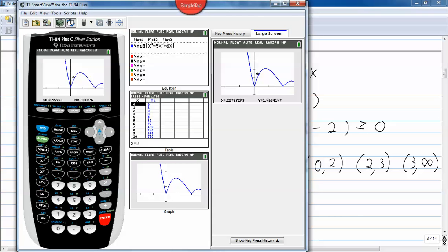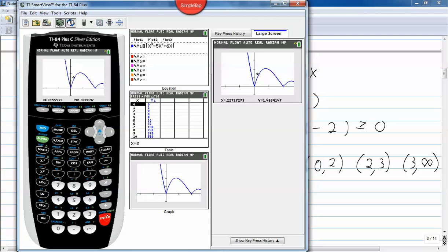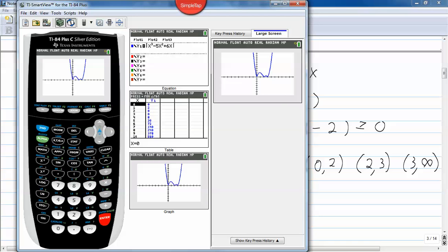So I need to zoom out again. This isn't very convenient. But since I'm integrating from 0 to 4, it's going to be kind of hard to see.